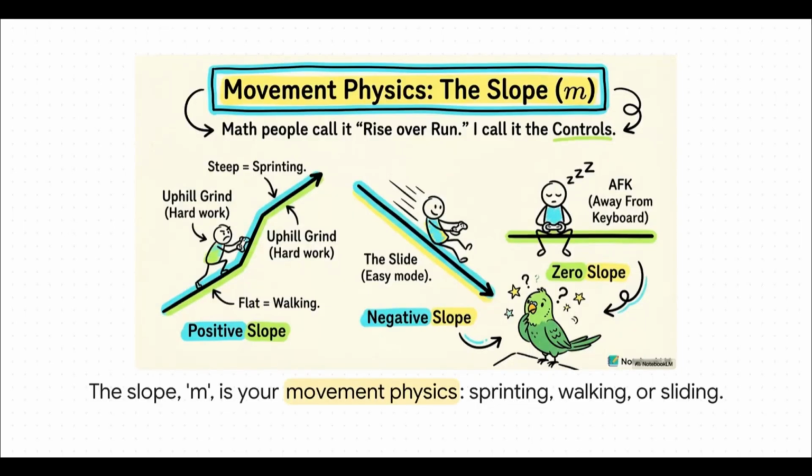This shows it perfectly. If your m is a positive number, you're grinding uphill. The bigger that number, the steeper the hill you're sprinting up. If m is a negative number, you're just sliding down, easy mode. And if m is 0, well, you're basically AFK, away from keyboard. That line is perfectly flat, it's not going up or down at all.